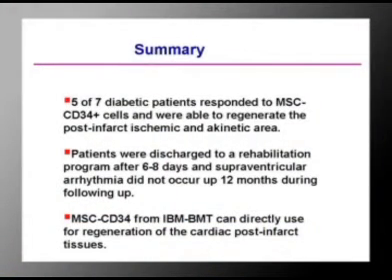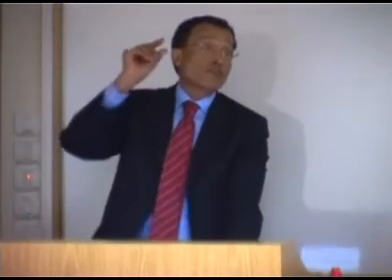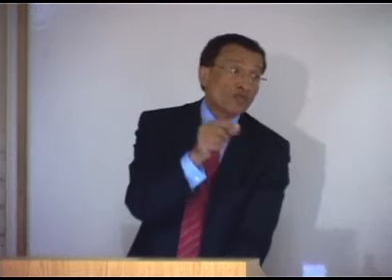So in summary, 5 out of 7 diabetic patients responded to mesenchymal cell CD34 and were able to regenerate post-infarct ischemic area. Patients were discharged to a rehabilitation program after 6 to 8 days. Supraventricular arrhythmia did not occur up to 12 months during the follow-up. Mesenchymal stem cells with CD34 can be used directly for regeneration of cardiac post-infarct tissues. So we're able to show that you can prevent ischemic damage and prevent bypass surgery if you give patients the combination of mesenchymal cells and CD34 cells.